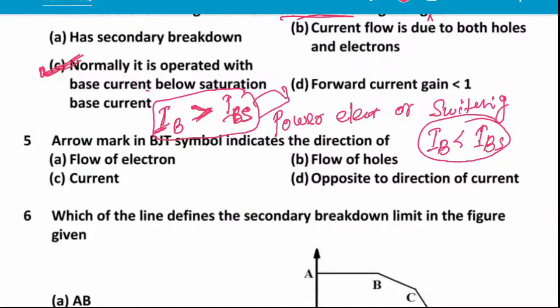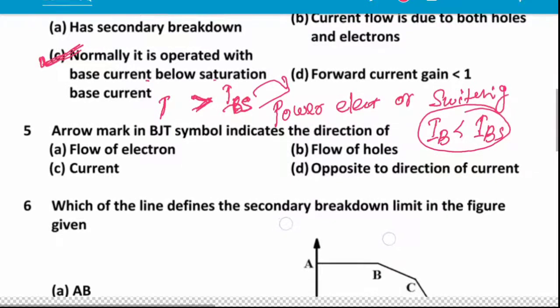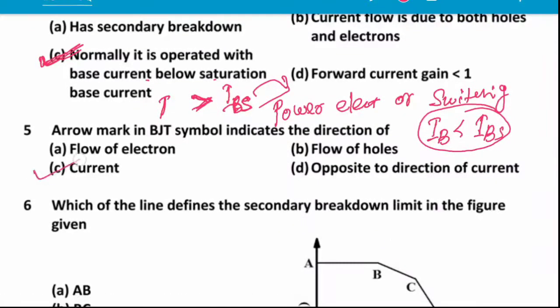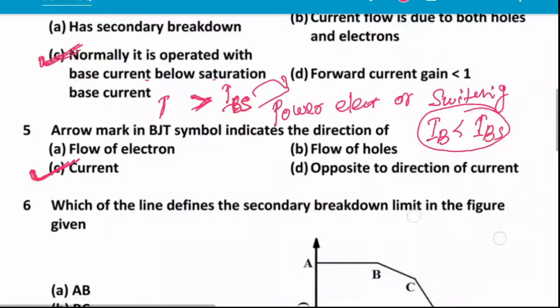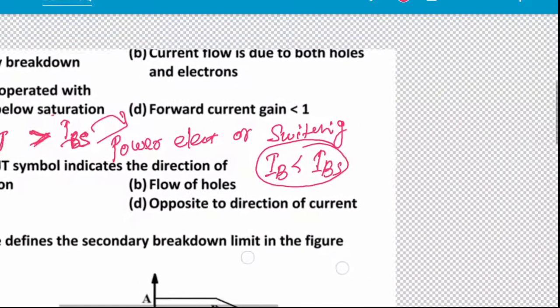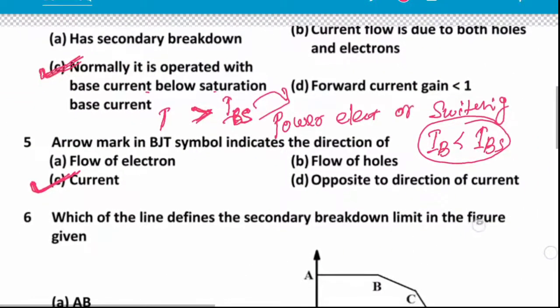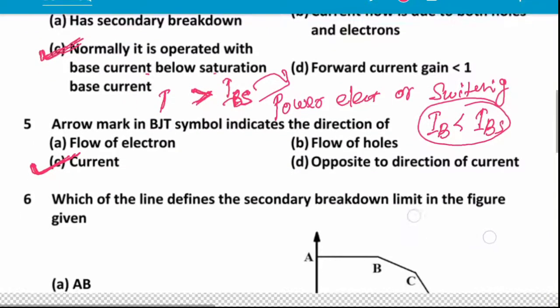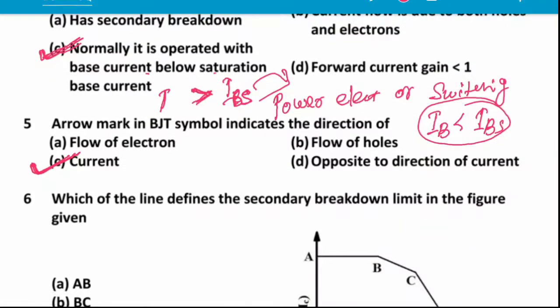So consider the question: the arrow mark in the BJT symbol indicates the direction of what? This is the direction of current. You may think that this is a very easy question, but in the case of a MOSFET this is not the same. The arrow mark consideration is not the same in the case of a MOSFET. I will make a question of that also.